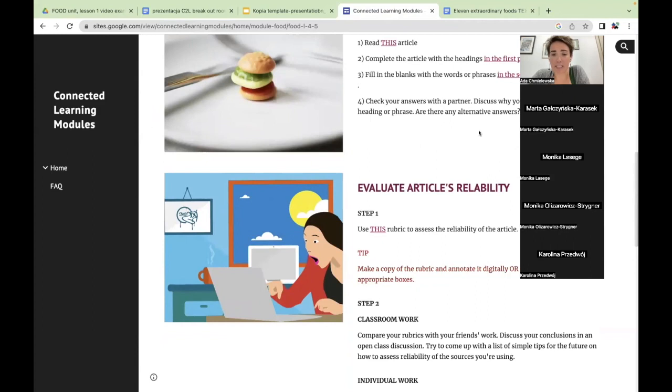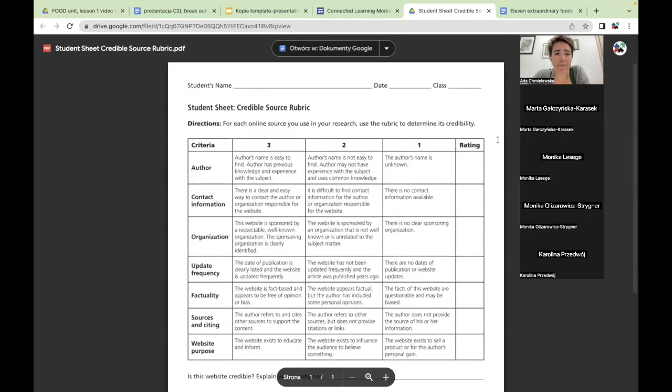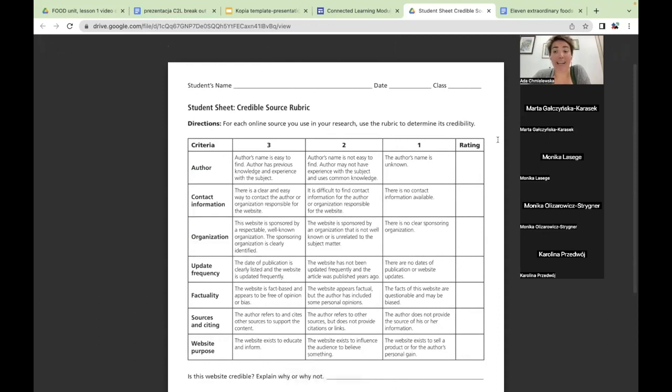They have some tasks to do, and one of them, which I love the most, is to take a look at this table that helps a student to assess the reliability of a source, to raise their awareness that whatever they find on the internet is not necessarily a good source of knowledge. And you have the criteria for that listed here.